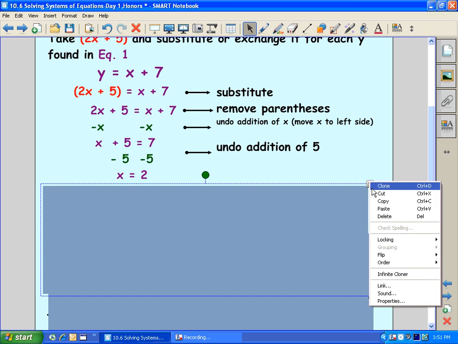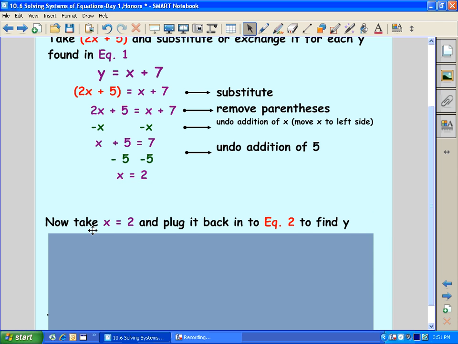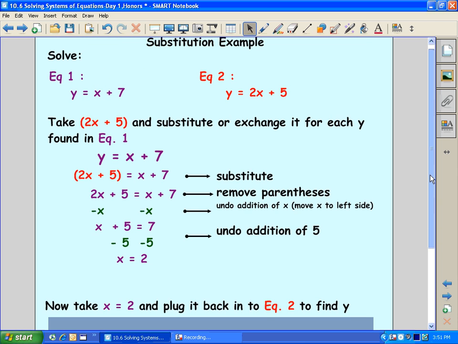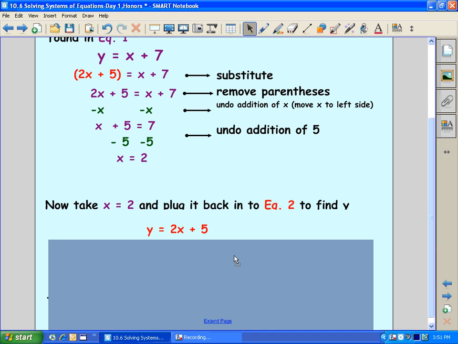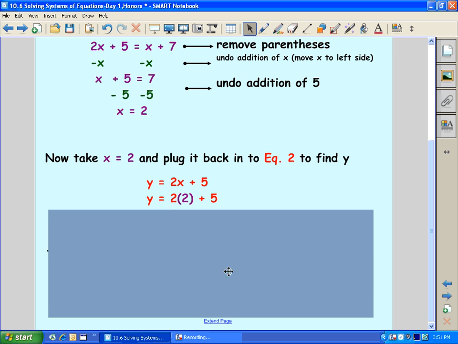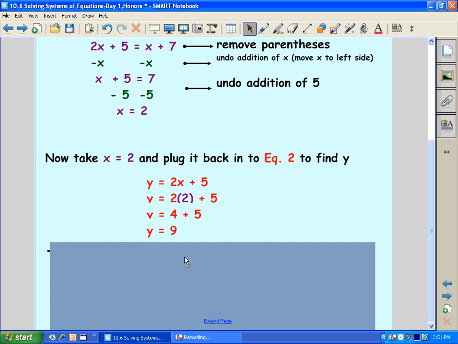Now what do I do? I plug that into equation 2, and I'm going to get the value of y. So your answer is going to be an ordered pair. These are equations of lines, and where they intersect is going to be the answer. So far we know x equals 2. I'm going to figure out what y is. So go back into that equation that was written in red, the y equals 2x plus 5. Wherever you see an x, I'm going to write y equals 2 times 2 plus 5. So y equals 9.